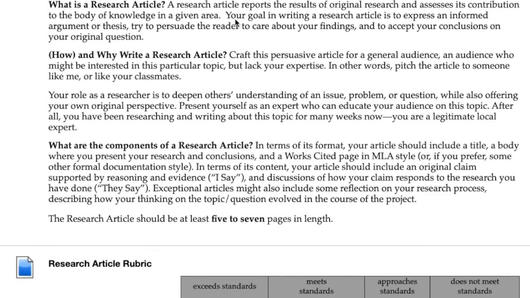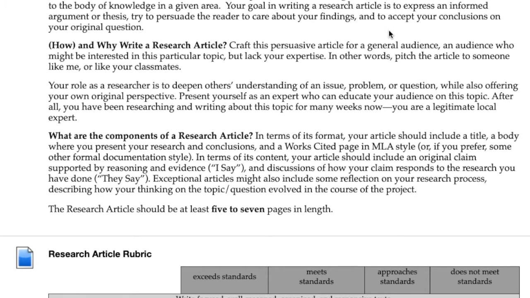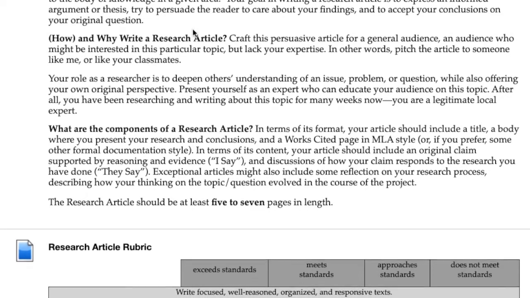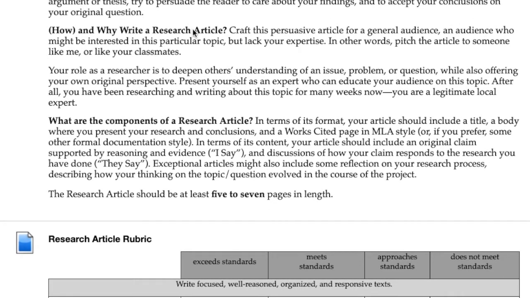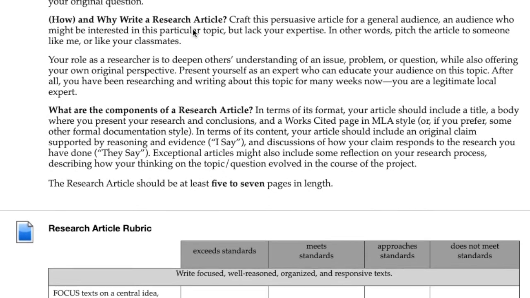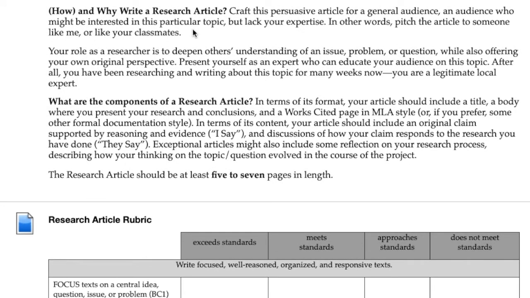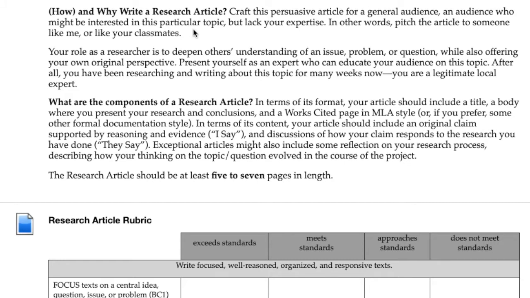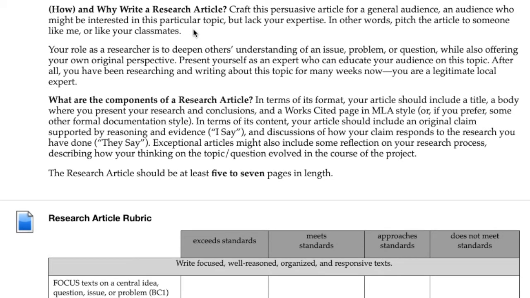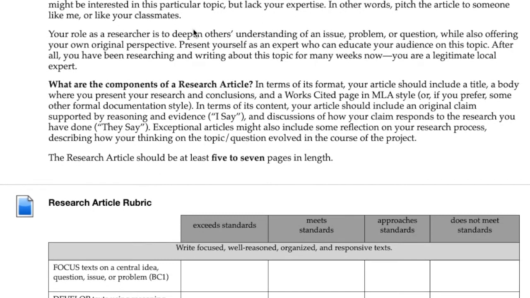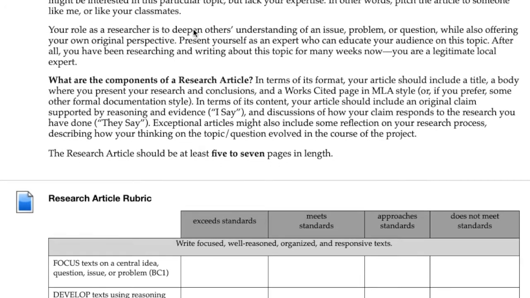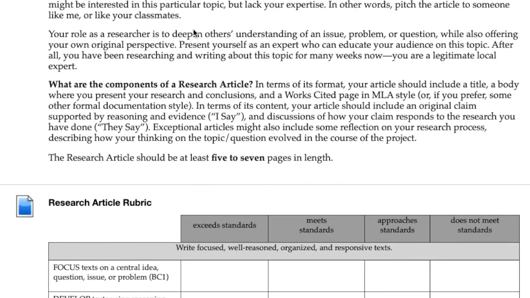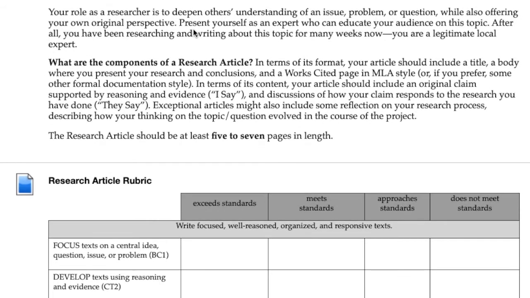So it says, your goal in writing a research article is to express an informed argument or thesis. Try to persuade the reader to care about your findings and to accept your conclusions on your original question. Now, how and why to write a research article? You're going to craft this persuasive article for a general audience, an audience who might be interested in this particular topic but lack your expertise. In other words, pitch the article to someone like me or like your classmates.